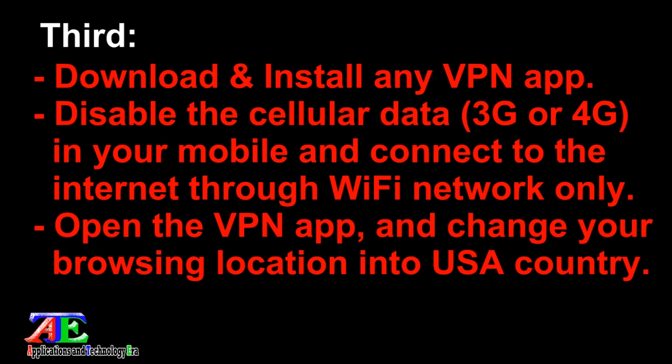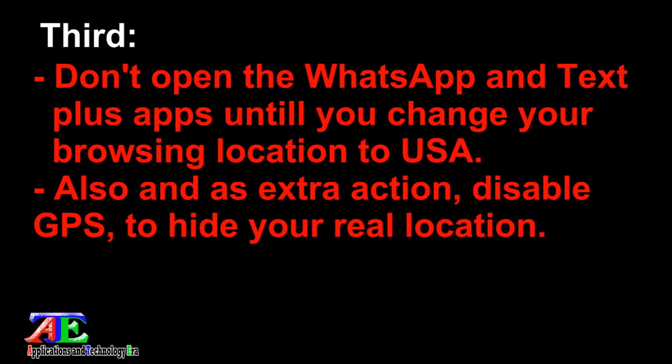Third, download and install any VPN app. Disable the cellular data, 3G or 4G, on your mobile and connect to the internet through Wi-Fi network only. Open the VPN app, and change your browsing location to the USA. Don't open the WhatsApp and Textplus apps until you change your browsing location to USA. Also, as an extra action, disable GPS, to hide your real location.